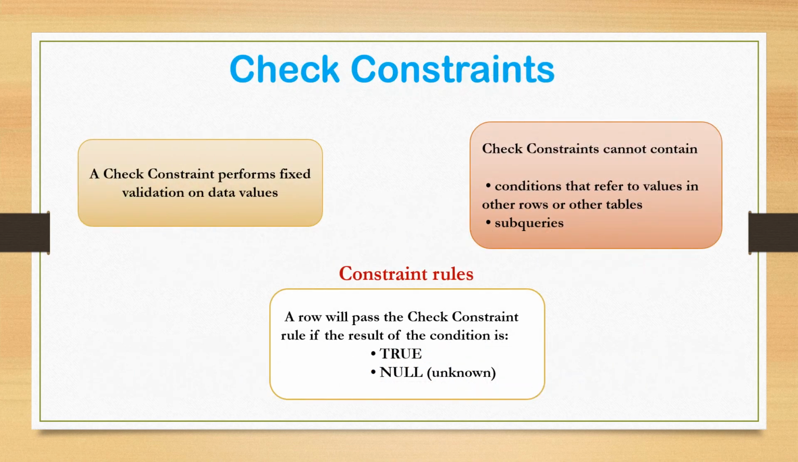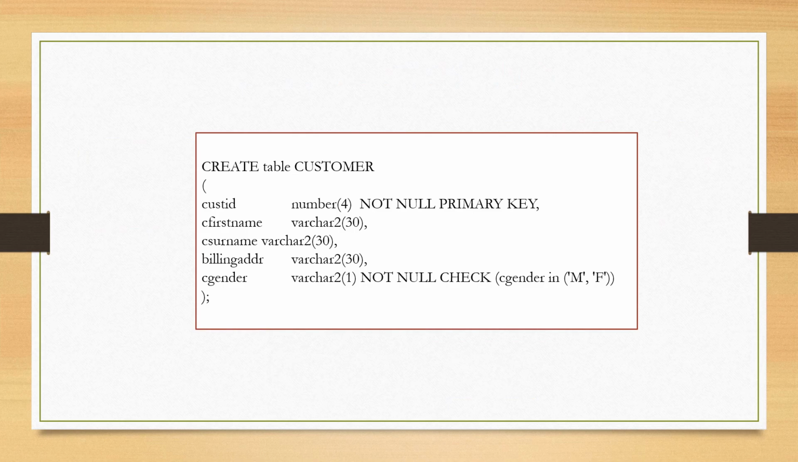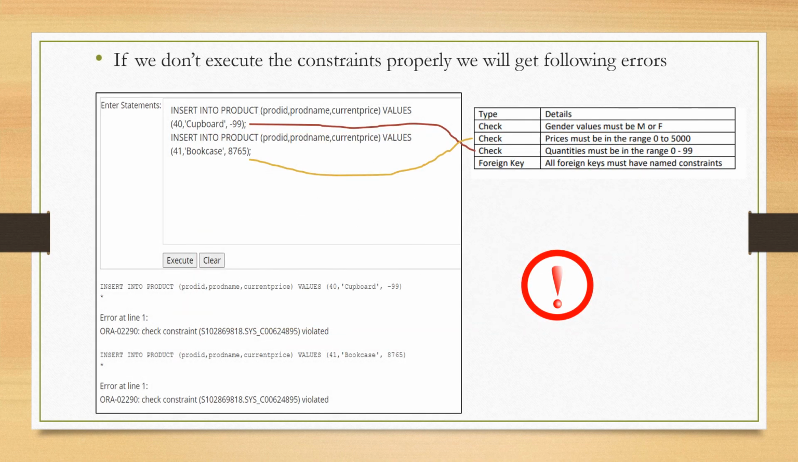And finally, let's look at check constraints. It's a constraint which has fixed validation on data values. It cannot have any subqueries, or conditions which refer to values in other rows and columns. When we look at the example, the check constraint checks whether the value is not null and whether the user has entered either M or F and nothing other than that. And if the check constraint is not satisfied, you will get the following error. According to the example, the values don't match the information provided, so you will get a constraint error.